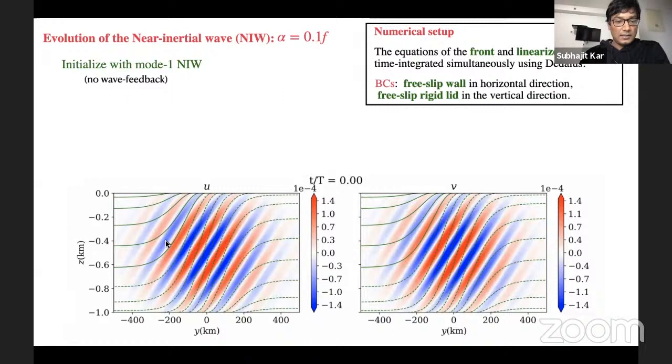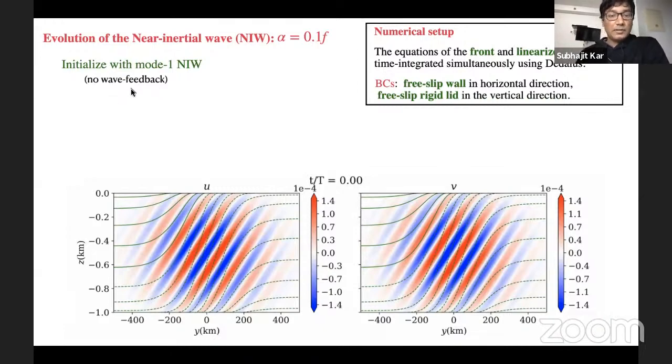And you can see the phase of the wave is typically aligned with the isopycnals, which is characteristic of the minimum wave frequency. One thing to note is that we do not have any wave feedback. So the future study will be based on the wave feedback here. The results will be based on no wave feedback actually.